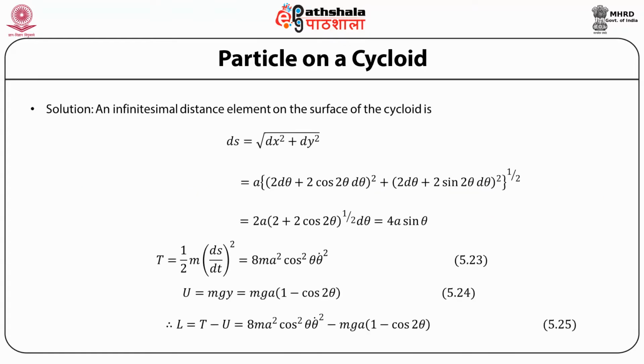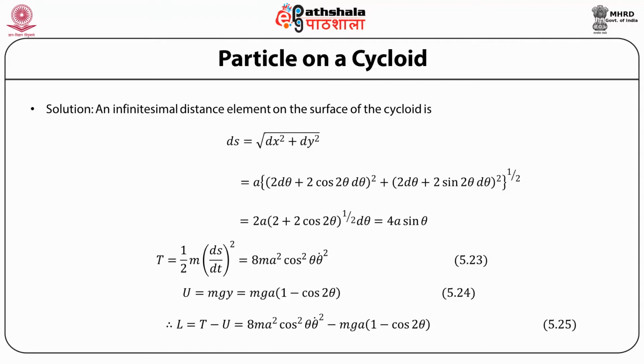Now, the infinitesimal distance element on the surface of a cycloid is given by ds equal to the square root of dx square plus dy square. This is always the line element, or distance between two points on any surface, where the points are separated by small variations in the x and y coordinates. So this infinitesimal distance ds can be written in terms of the generalized coordinate theta by using the parametric equation of the cycloid.